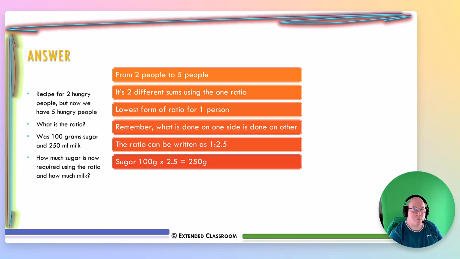If we multiply that by 2.5, then we're increasing it up by that amount. So it'll be 250 grams. If the milk was 250 millilitres, multiply it by 2.5, gives us 625 millilitres.